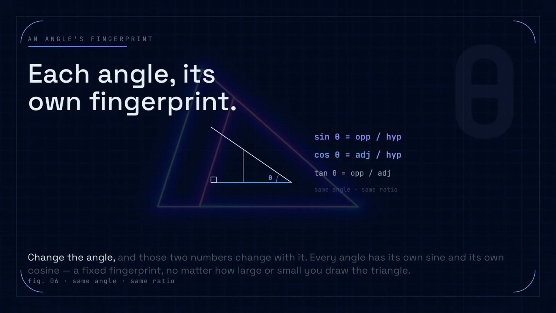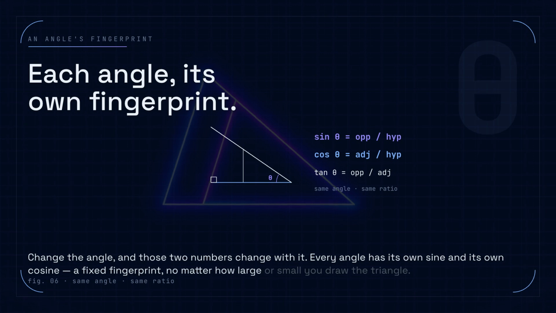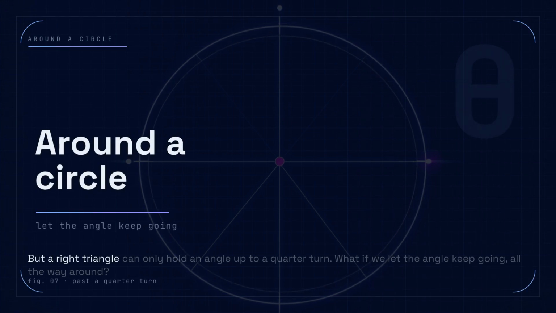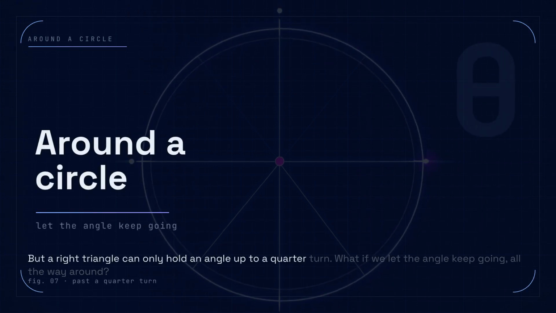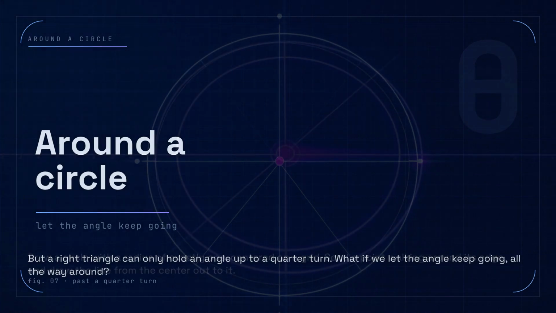Change the angle, and those two numbers change with it. Every angle has its own sine and its own cosine, a fixed fingerprint, no matter how large or small you draw the triangle. But a right triangle can only hold an angle up to a quarter turn. What if we let the angle keep going, all the way around?